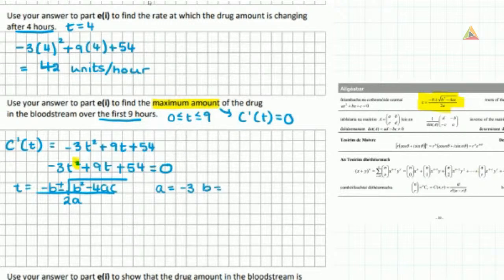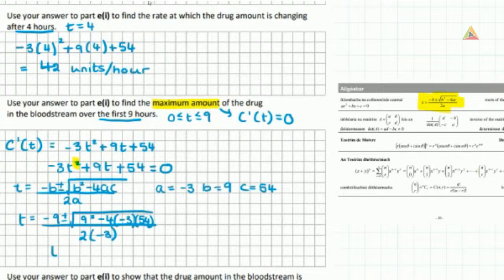b is the coefficient of t, so that's plus 9, and c is the independent term, the part that doesn't have any t in it, so c is equal to 54. We're going to sub that into our formula: minus 9 plus or minus the square root of 9 squared minus 4 times minus 3 times 54, all under the square root, and all of that is the top line of my fraction that goes over 2 times minus 3.